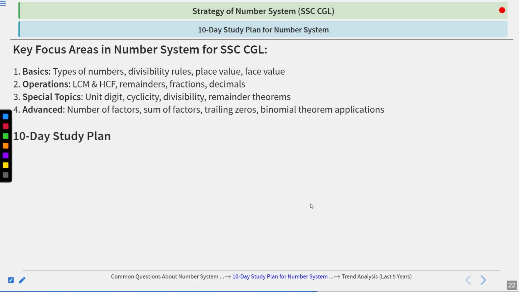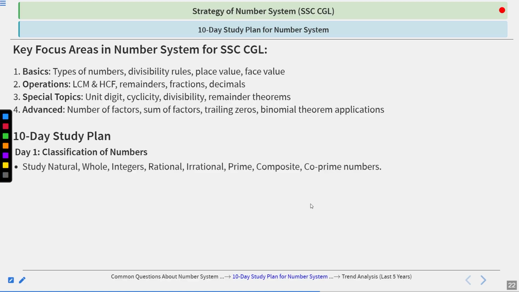Now we move to the 10-day plan for preparing number system for the SSC CGL exam. On day 1 we can do classification of numbers. On the first day we can study natural numbers, whole numbers, integers, rational, irrational, prime, composite, co-prime numbers. Try to solve a minimum of 25 questions: 10 practice questions and 15 PYQs based on these properties.